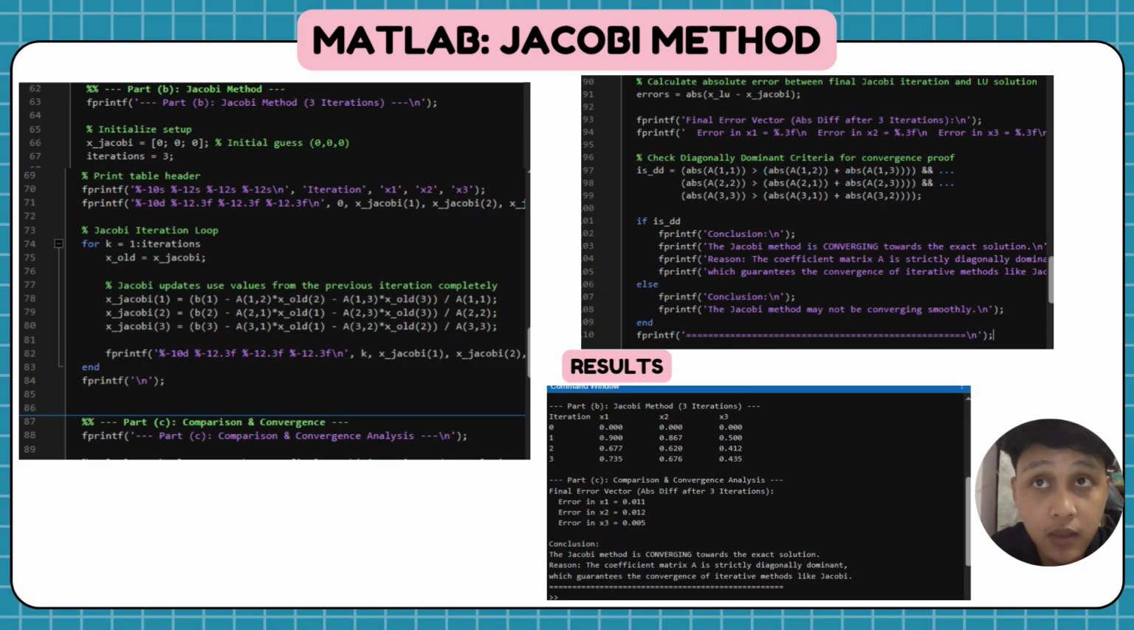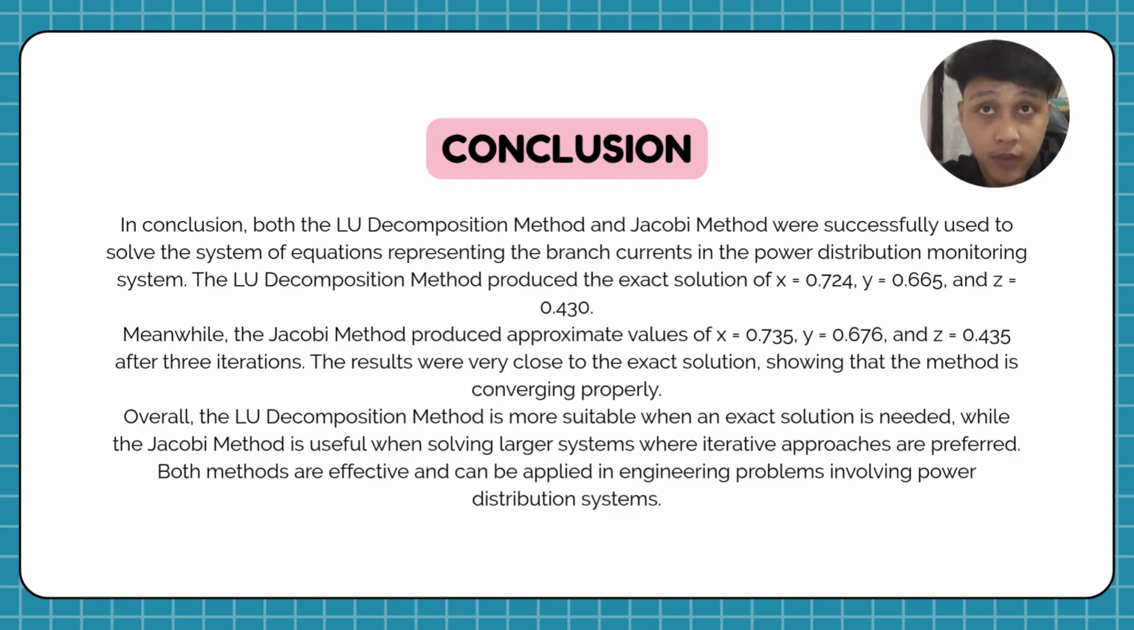This shows that the Jacobi method is converging toward the exact solution obtained by LU decomposition. Since the coefficient matrix is diagonally dominant, convergence is expected and the approximation improves as the number of iterations increases. In conclusion, both the manual calculations and MATLAB coding produce consistent results. LU decomposition provided the exact solution directly, while the Jacobi method produced an approximate solution that became increasingly accurate with each iteration.